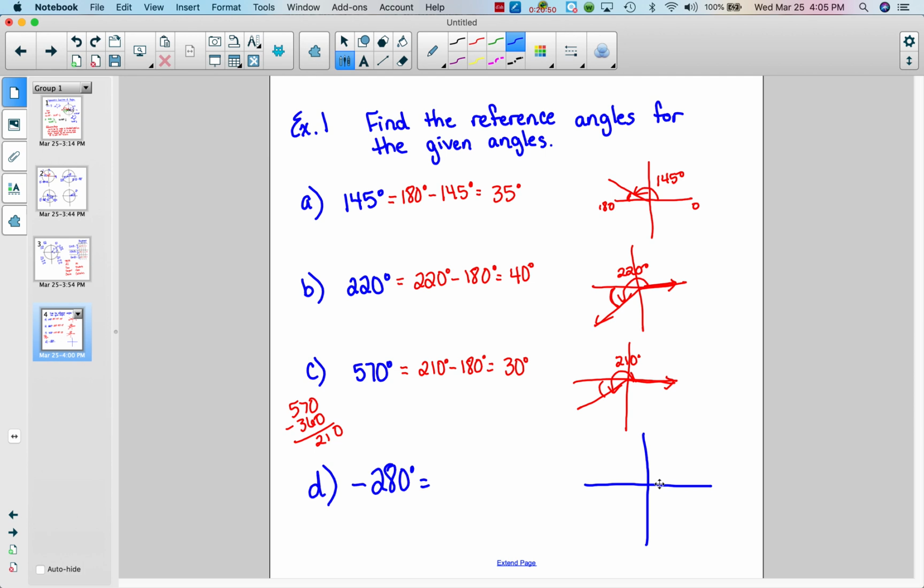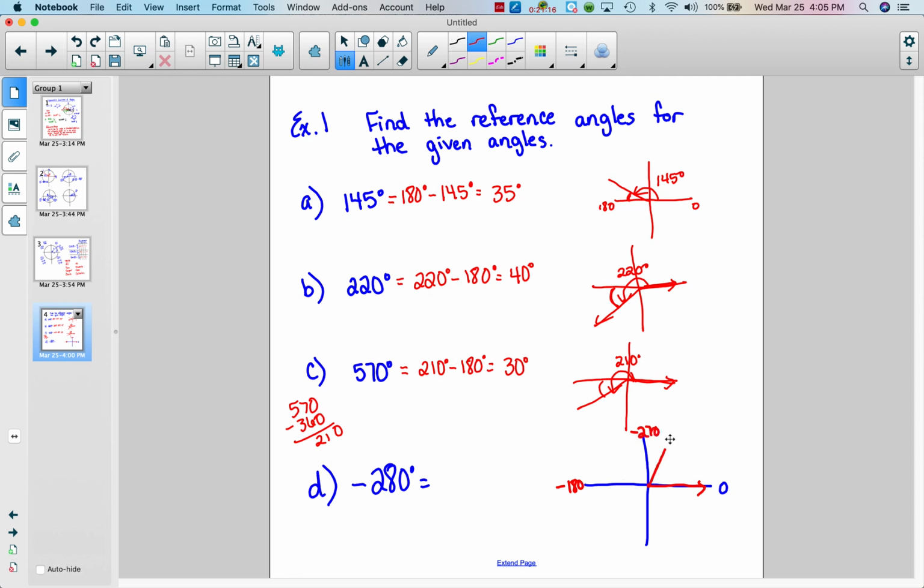So negative 280, if this is 0, now remember the negative direction means I'm going the other way. So here's my initial side. This time I'm rotating the other way. So negative 180 would be to here. If I keep going, another 90, negative 270, would be up to here.